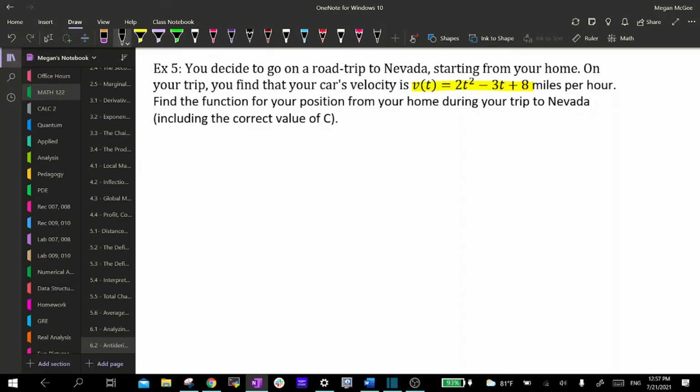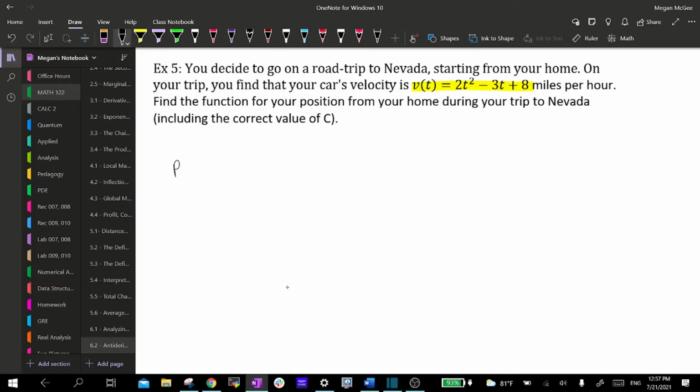All right, so let's remember how position and velocity are related. Velocity is a rate of change. Specifically, it's the rate of change of position. So we need to go backwards. It was the derivative of our position function. We need to go backwards from our velocity to our position, which means we need to take the integral, or the antiderivative, of our velocity.